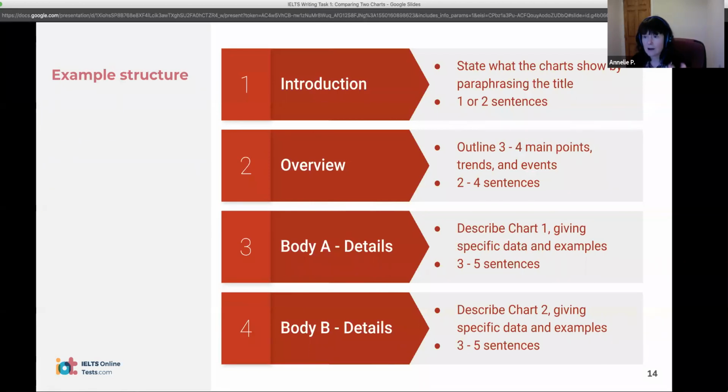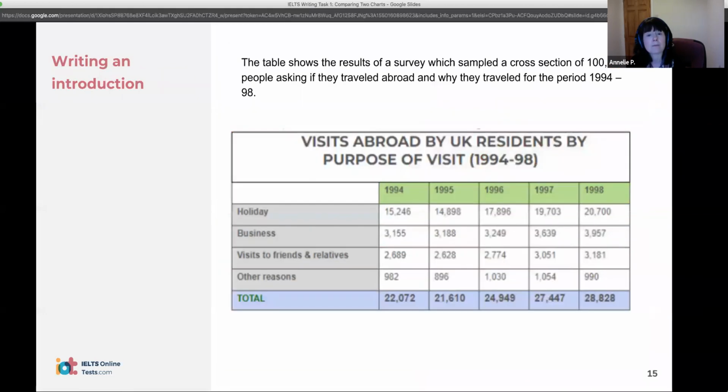So that's our structure for this task 1, and actually for all of the task 1s, you want to follow this structure. So looking at the introduction, remember what we just said, and a lot of people put it in the chat. You are given the information about the task, so all you need to do is just paraphrase that. So how can we paraphrase? How can we use different language?